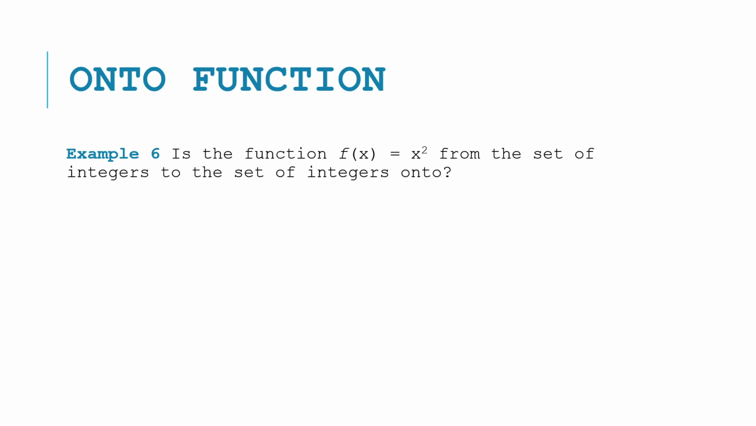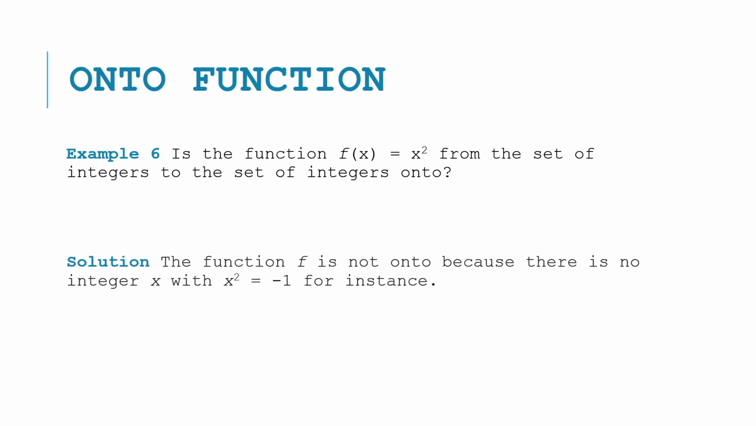Okay? Now here, example 6. Is the function f of x equal to x squared from the set of integers to the set of integers onto? The function of f is not onto because there is no integer x with x squared equal to negative 1. Again, remember, our domain is the set of all integers and our codomain is also the set of integers. So let's say we have negative 2, negative 1, 0, 1, and 2 here. Negative 2, if our function is x squared, will give us 4. So negative 2 would be mapped to 4.